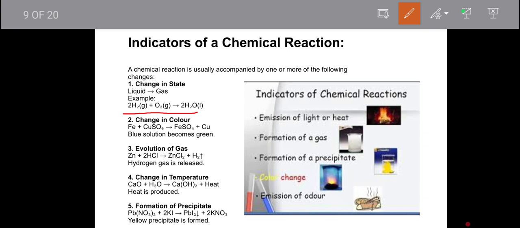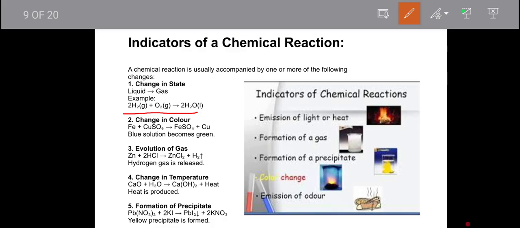Clear? Now next is change in color. The example has already been mentioned before, right? Whenever the colorless solutions of potassium iodide and lead nitrate are mixed together, we get a yellow color. That is, there is a change in color.